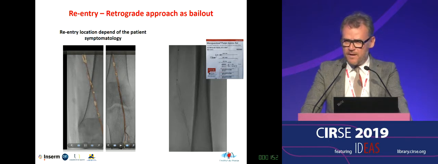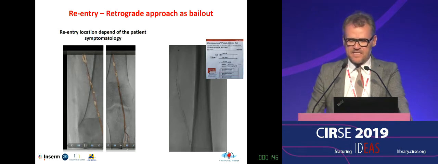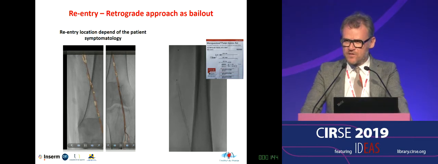If you fail to make the re-entry, I don't use re-entry devices at the fempop level. In this case I use a retrograde access using a micropuncture kit, for example. In this case, I make the puncture at the P1 level, but the easiest case is to make the puncture at the anterior tibial artery, even if the patient is a claudicant patient.